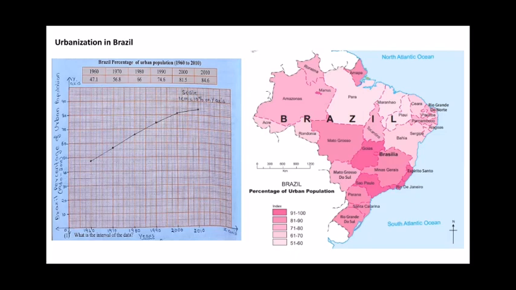If you see the dark pink color, that is Sao Paulo. Then we have Rio de Janeiro, Espírito Santo, and Goiás. These are the coastal regions which are more urbanized than others. If you see Para, Maranhao, and Piauí, these are the places which are least urbanized.